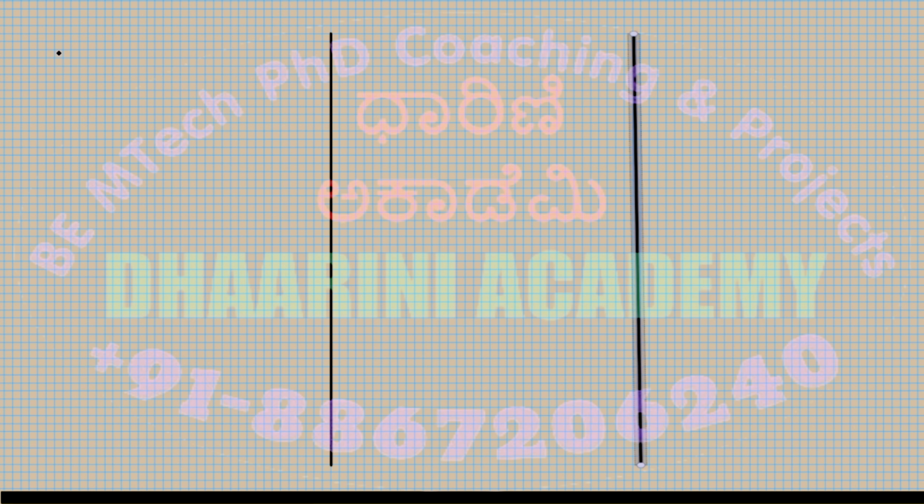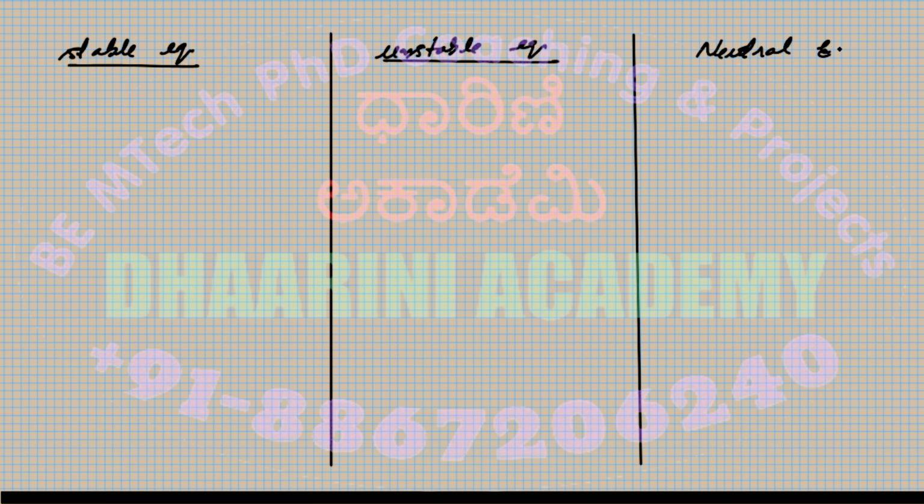Okay, so this is corresponding to the stable equilibrium. Here we are going to write the points corresponding to unstable equilibrium. Here we will write the points corresponding to the neutral equilibrium.